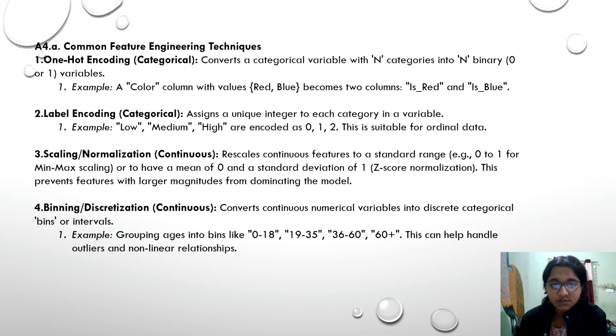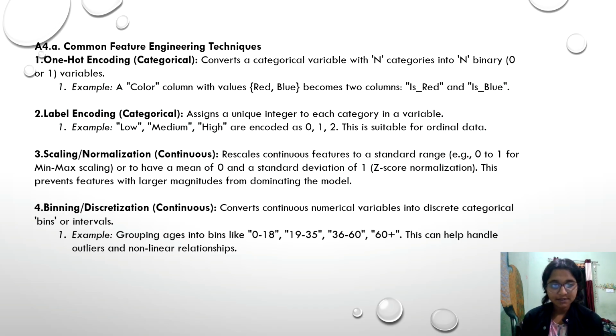Scaling, normalization, for continuous data: rescale a continuous feature to a standard range. Example, 0 to 1 for min-max scaling, or to have a mean of 0 and a standard deviation of 1, Z-score normalization. This prevents features with larger magnitude from dominating the model.